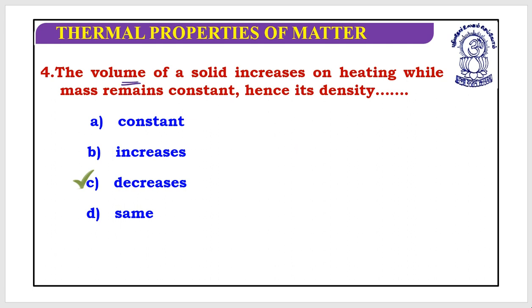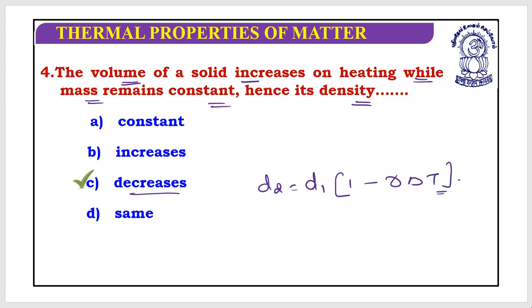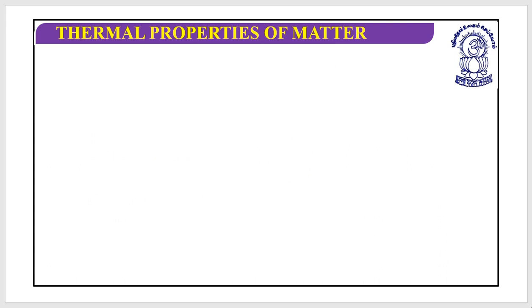Next, let's look. It's a volume of a solid. Volume of a solid increases on heating while mass remains constant. That's density. Yes, density decreases, and that decrease in density could be given as density 2 is equal to density 1 into bracket 1 minus gamma times delta T. I hope this is clear. Do you understand this up till now completely? Do you have any doubts? No, no. Let's discuss a very interesting variation.